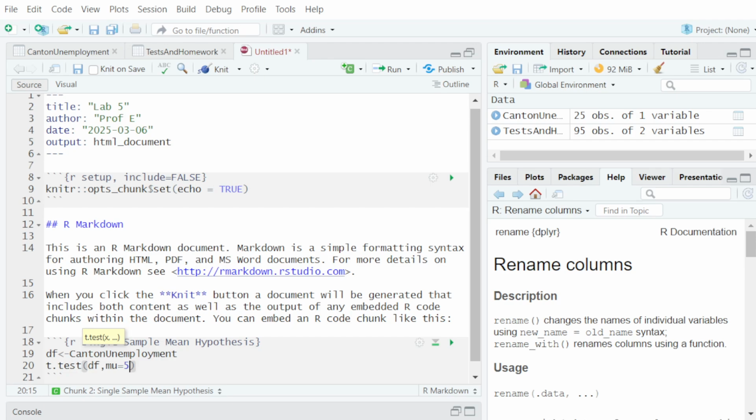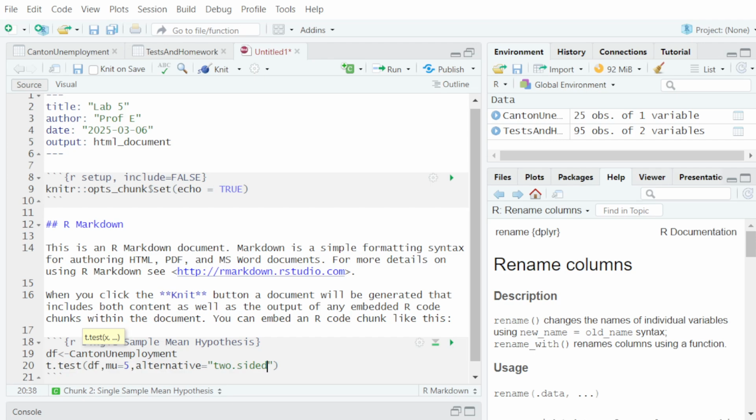So that would be another option I could put in. To do that, I just do alternative equals, and then in quotation marks, I have a choice of three things. One is two-sided. That means that the thing I'm testing is whether the mean is equal to a particular value, which is what I'm doing here, in which case the alternative would be two-sided. It's not equal to; it is either greater than or less than.